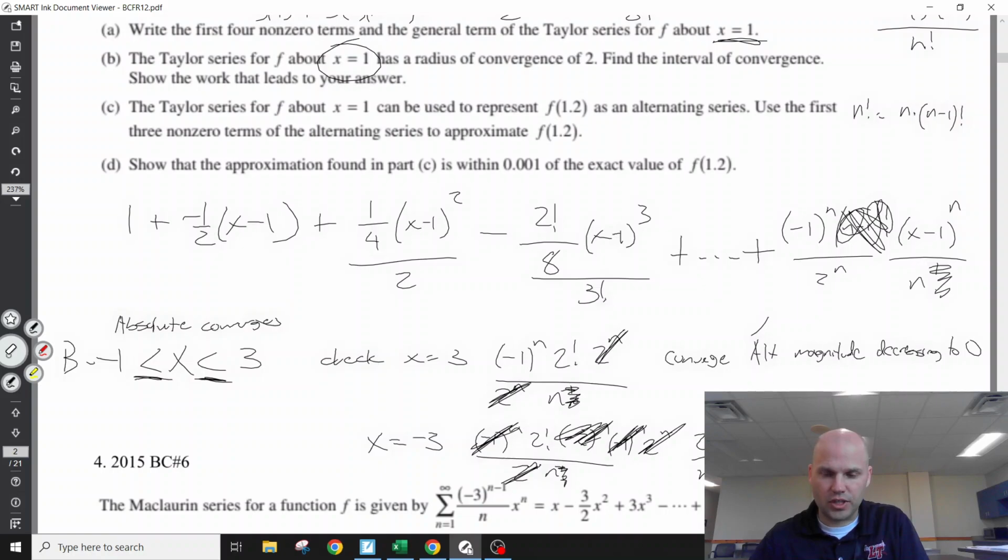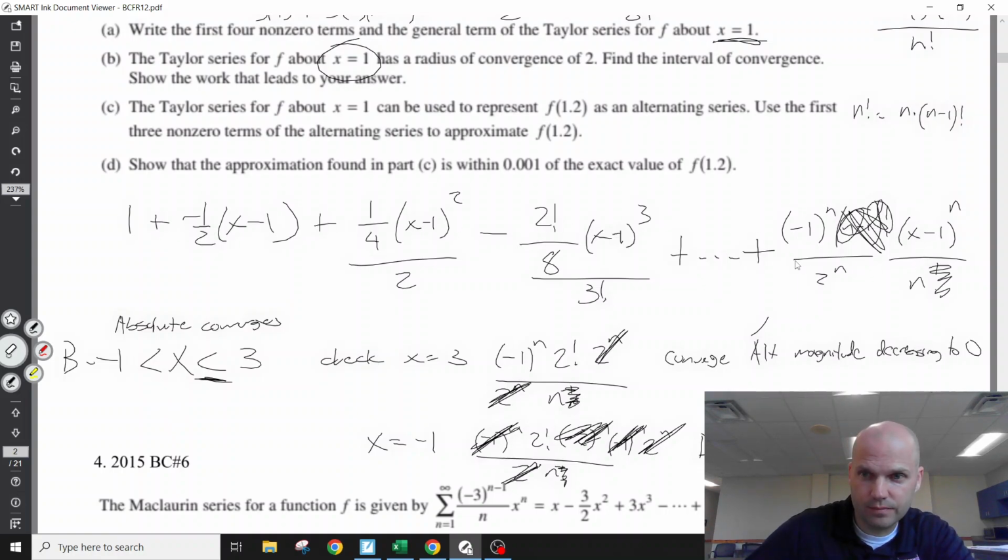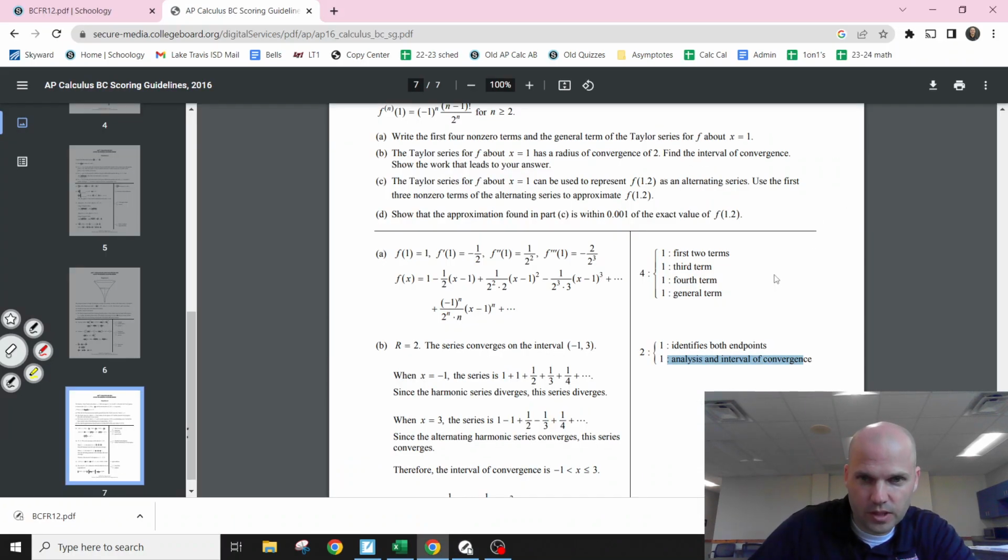Converges, alternating series. Diverges, harmonic series. You don't have to prove that the harmonic series diverges. My bad. So at -1, we are going to diverge. But look at that, 4 points for this first deal. Not bad. You don't even have to have the simplified one.